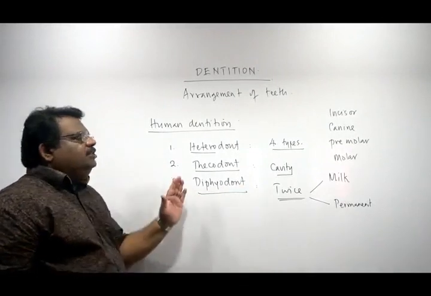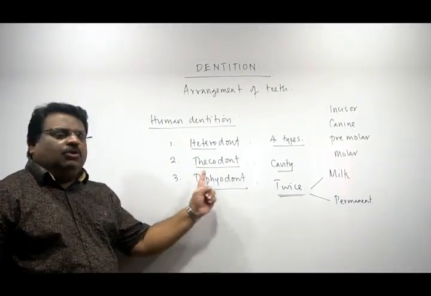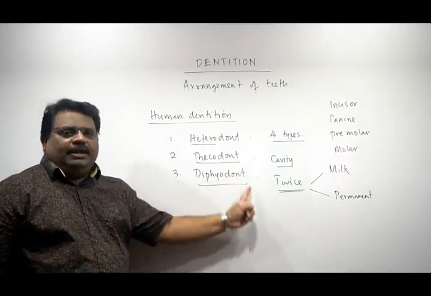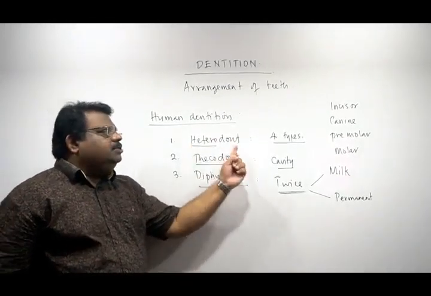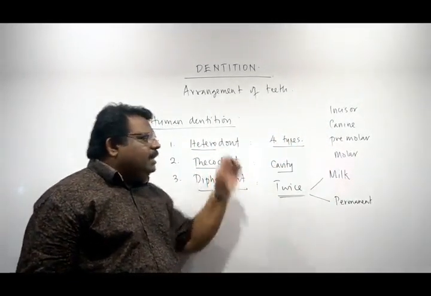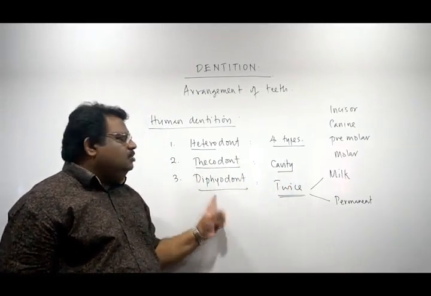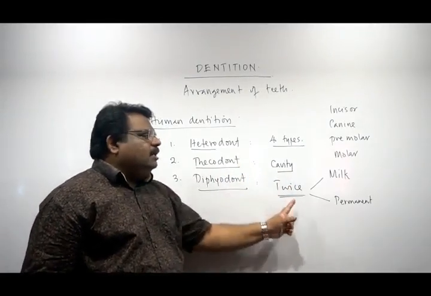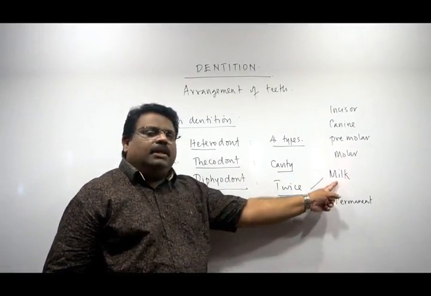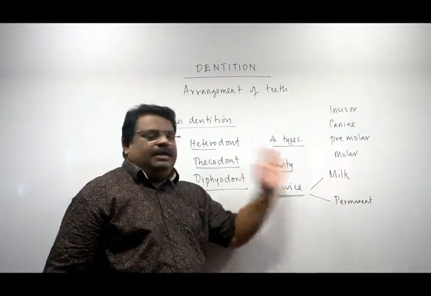So as for dentition, we have to study three important terms: heterodont dentition, thecodont dentition, diphyodont dentition. Once again, heterodont means there are four different types of teeth. Thecodont means each tooth is placed inside a cavity in the jawbone. Diphyodont means teeth erupt twice. The first type of dentition is called milk dentition. The final type of dentition is called permanent dentition. Understood?